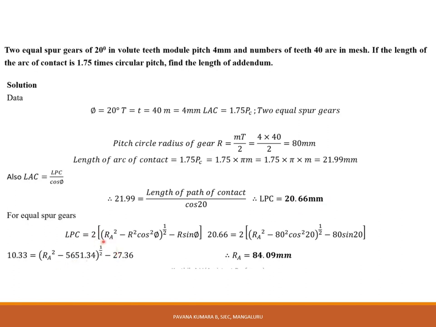So this is 2 times the square root of RA square minus R square cos square phi, minus R sin phi. Here we know the sin phi, and we find out capital RA. Because the two spur gears are equal, we should use this formula. From that expression we can determine RA, and addendum is equal to RA minus R. R we already determined, so from that we can determine addendum. Addendum is 4.09 mm.